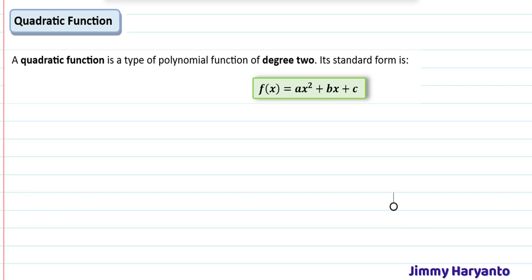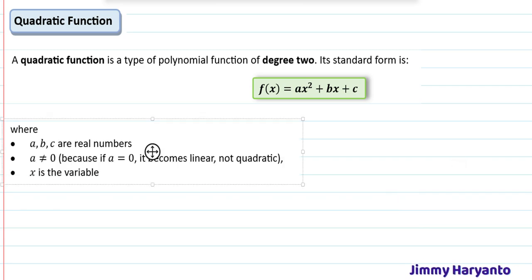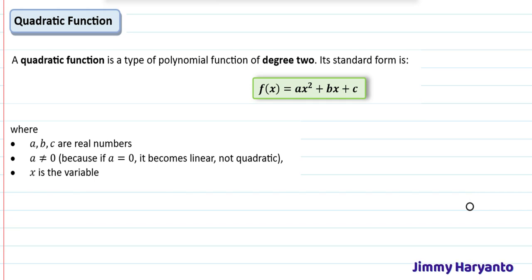The difference between the quadratic function and quadratic equation is, for the quadratic function you will have f(x) equals to, or y equals to, and for quadratic equations you will have equal to 0. And then a, b, c are real numbers. Real numbers means any numbers. A cannot be 0 because if a equals 0 it will become linear, not quadratic, and the x will be the variable.